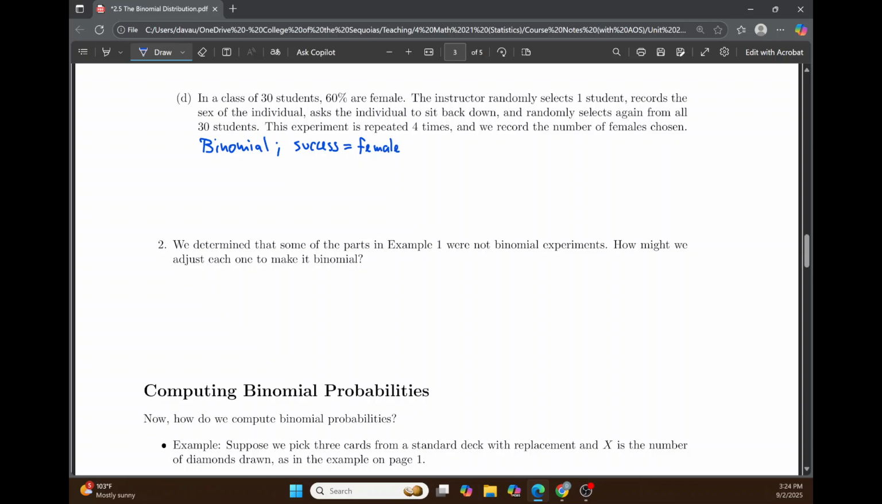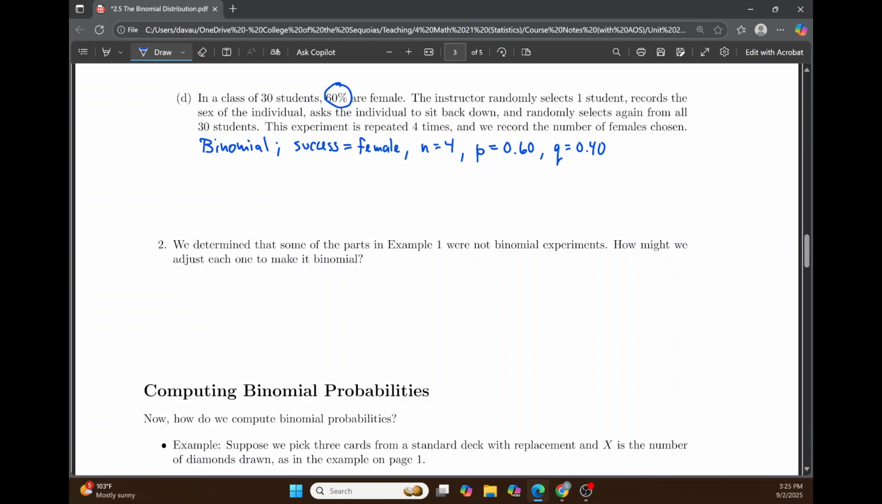Number of trials is 4. Probability of success. Well, success is choosing a female, and we were told that 60% of the students in the class are female, so the probability of success is 60%. Which means the probability of failure is 40%, right? If 60% of the students in the class are female, then 40% are not.